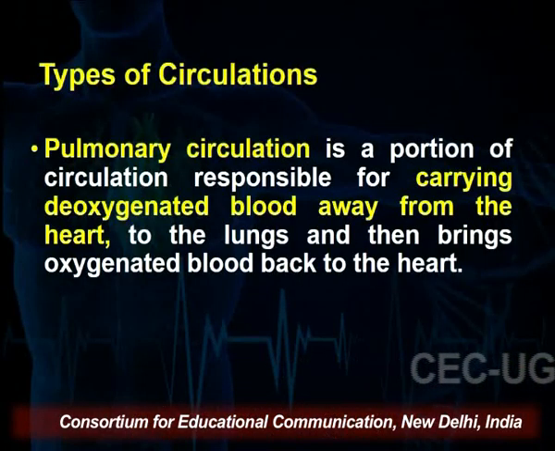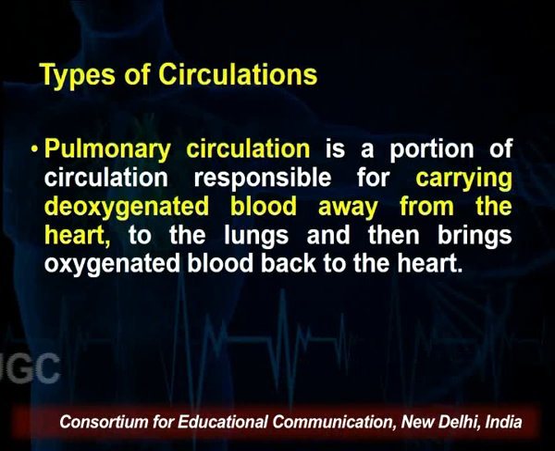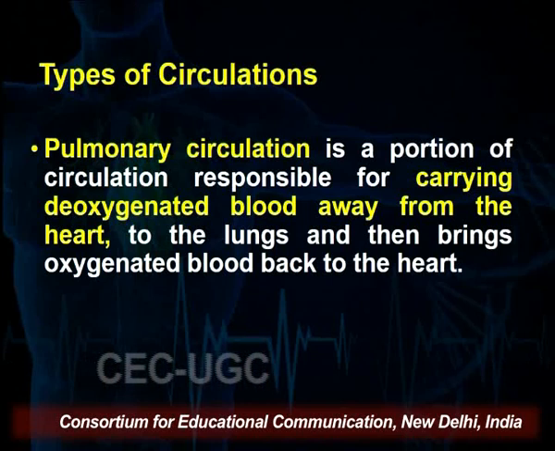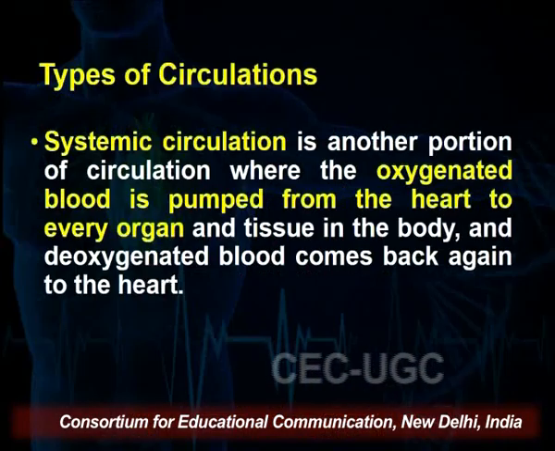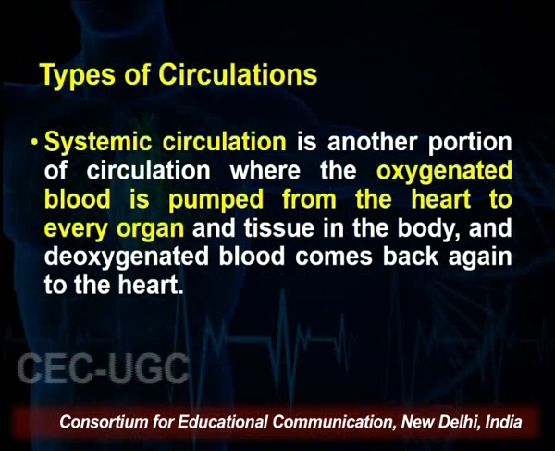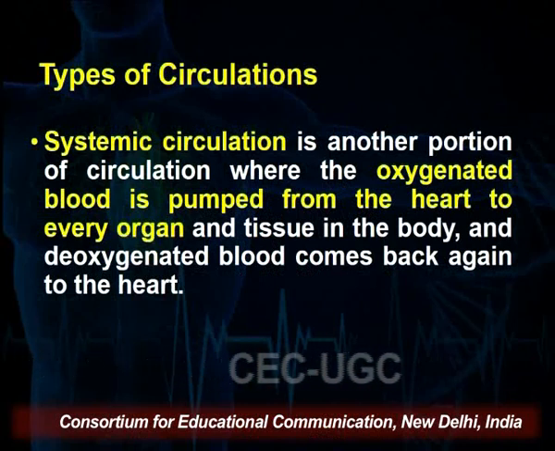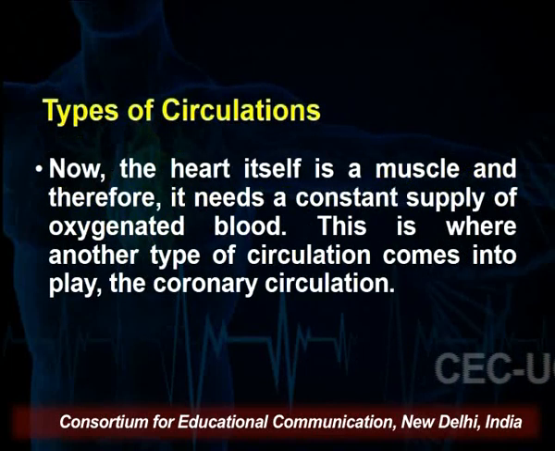And there are certain types of circulation also in the heart. One is pulmonary circulation. It is the portion of circulation responsible for carrying deoxygenated blood away from the heart to the lungs and then brings oxygenated blood back to the heart. Then there is systemic circulation, the portion of circulation where the oxygenated blood is pumped from the heart to every organ and tissue in the body, and deoxygenated blood comes back again to the heart.